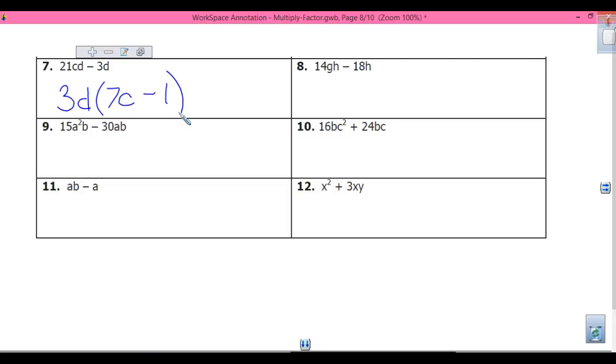All right, now I'm going to number 9. What number can come out of both 15 and 30? 15. Good, so we're taking out a 15. Is there an A in both of them? Yep, so I can take out an A. Is there a B in both of them? Yep, so I can take out a B.